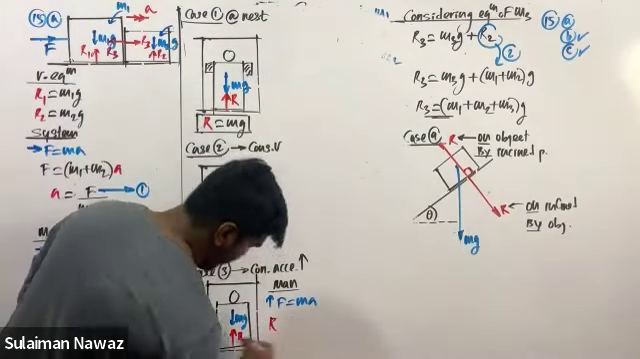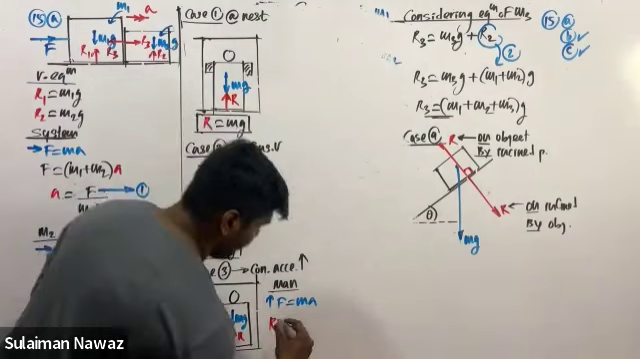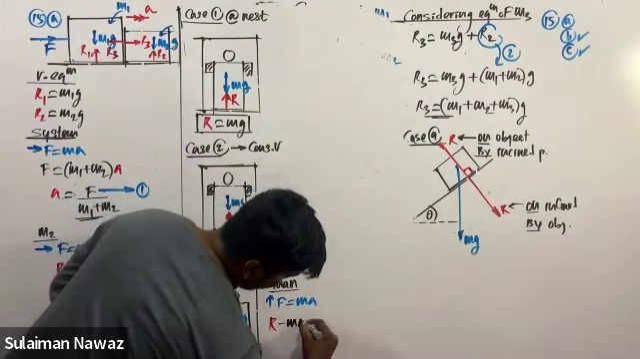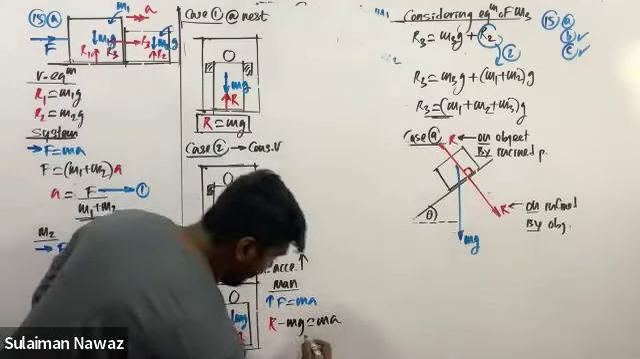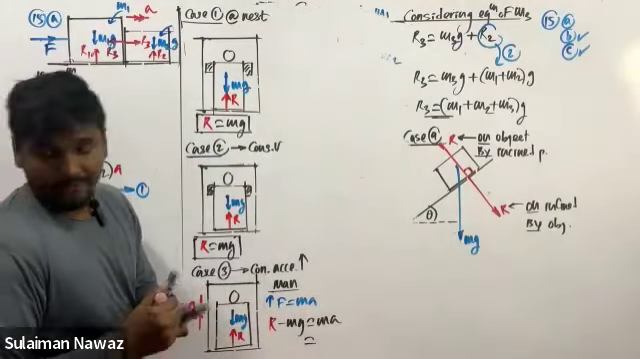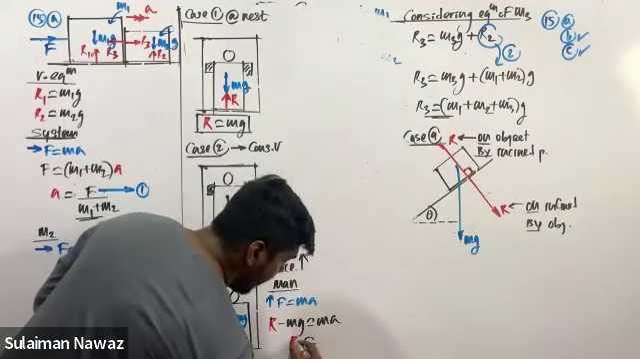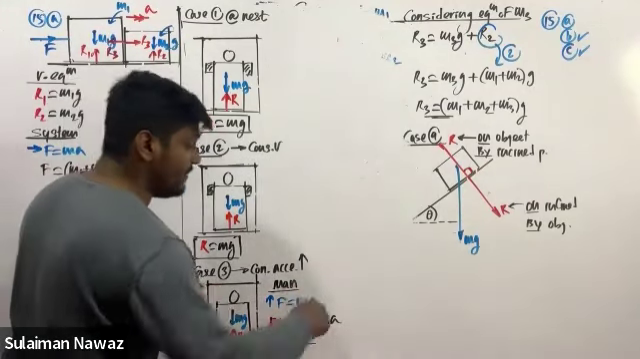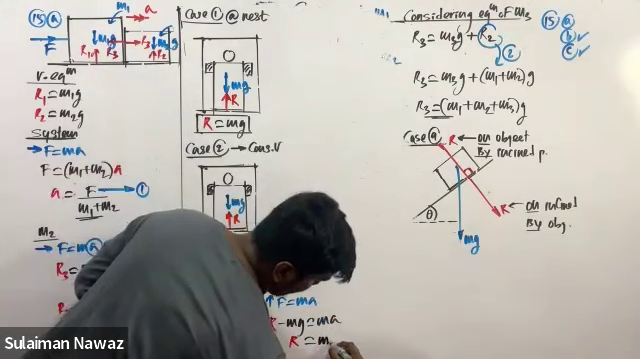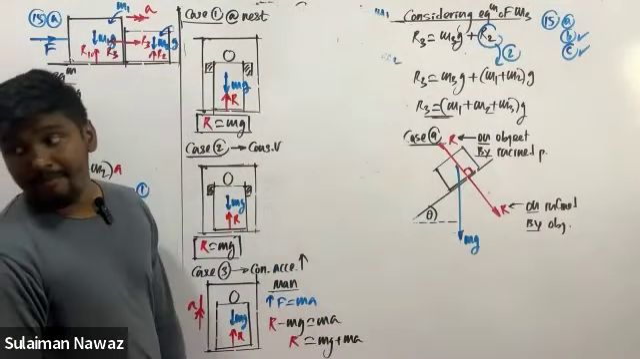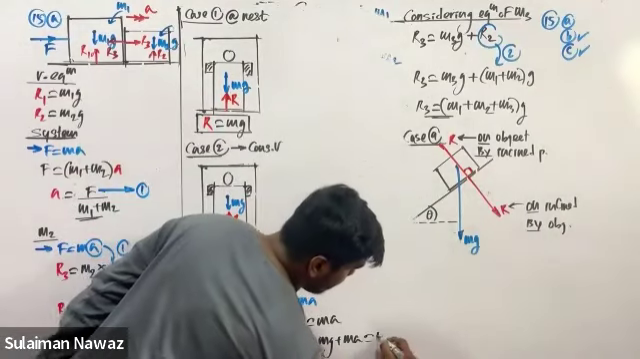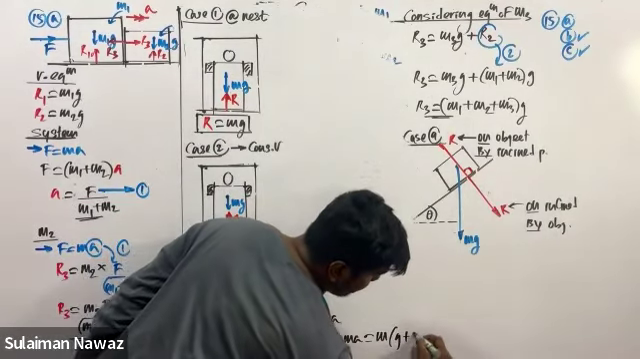R minus mg must equal to ma, acceleration. If I subject R, R will be equal to mg plus ma. If I take m as my common factor, R equals m times g plus a.